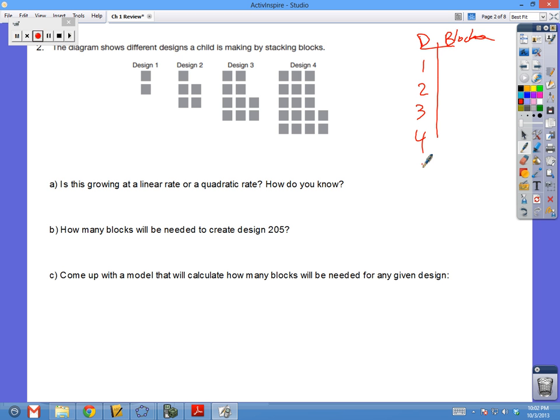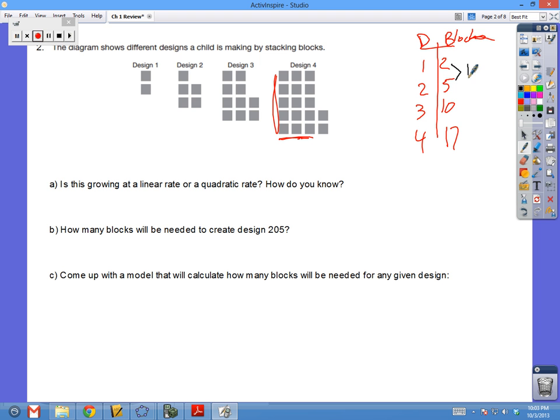Design 1 has 2 blocks. Design 2 has 1, 2, 3, 4, 5 blocks. Design 3: 2, 4, 6, 8, 10. Design 4 has, what's that, 3 by 5, so that's 15 plus the 2 is 17. Okay, so if you organize your data into a table, it's going to make the math pretty easy.